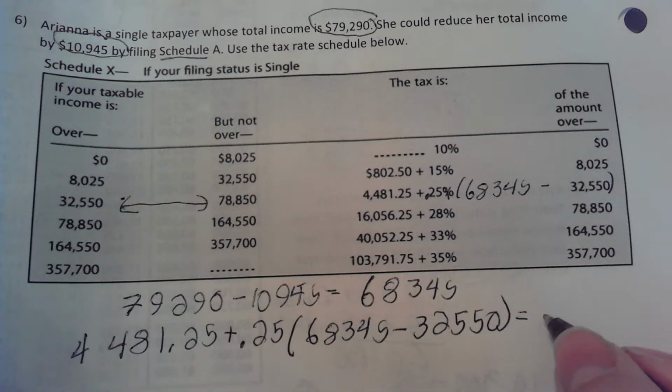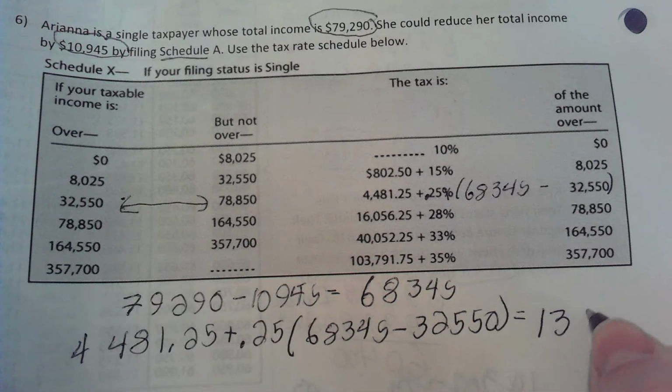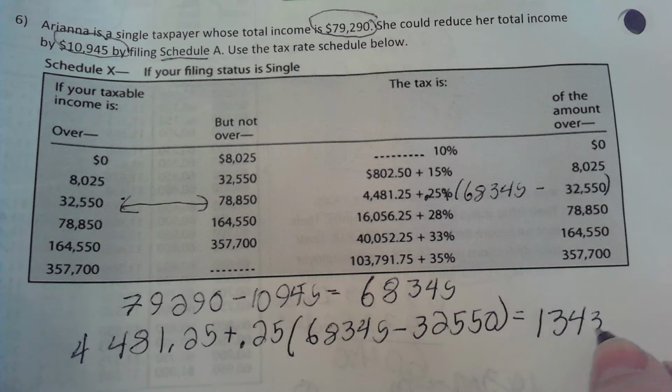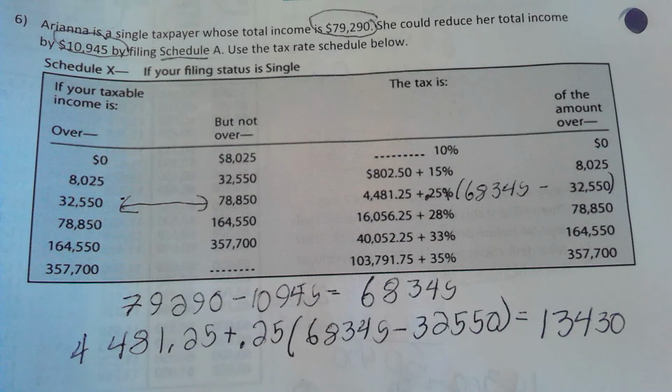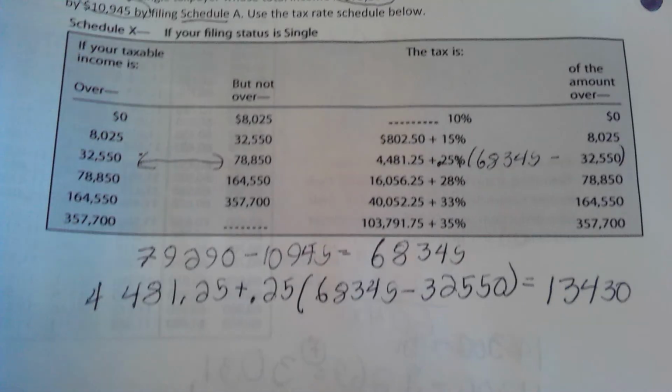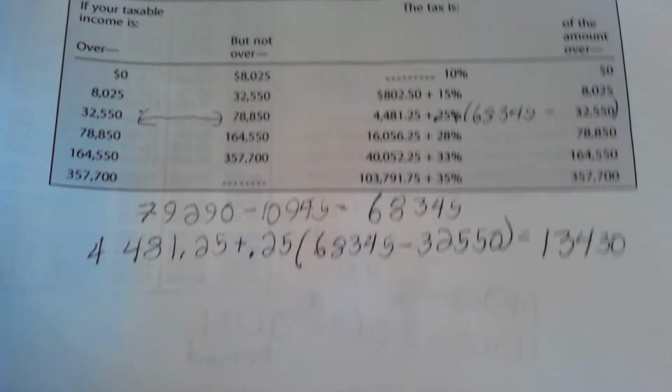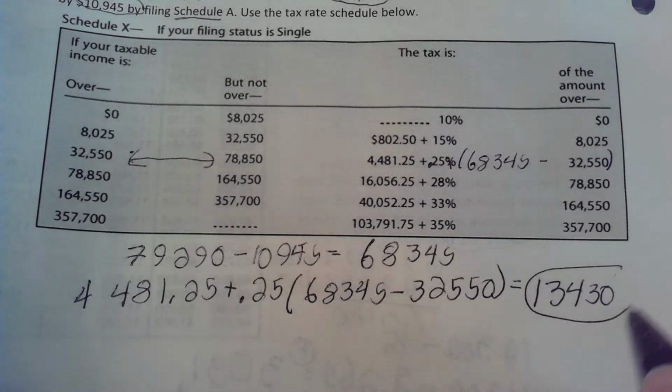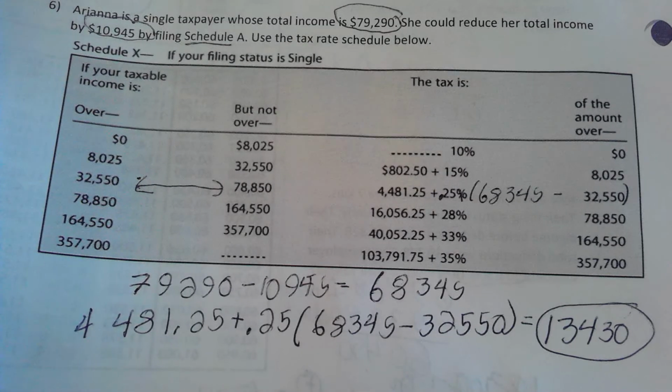So we get for her tax $13,430. So that is her tax. Okay, so that is the answer for that one. Next page.